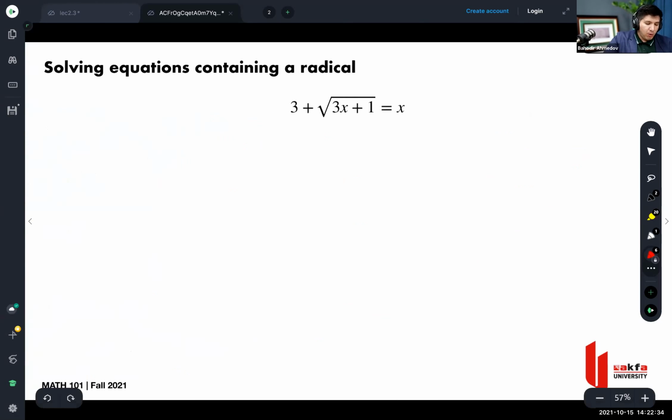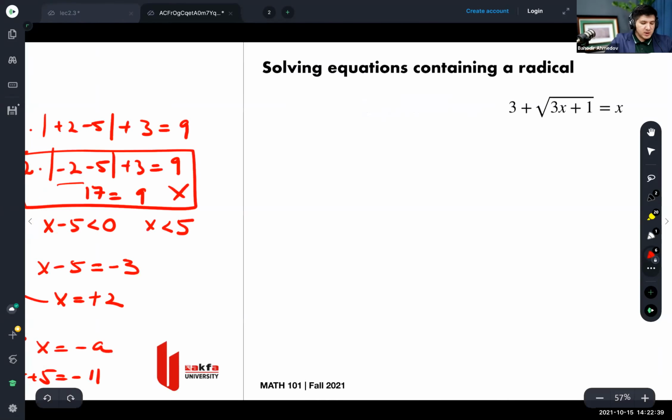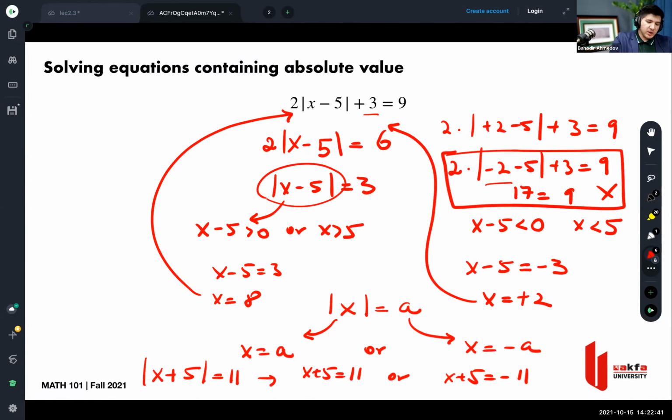There is one more type of equations which are really important. It is the equations... So you see, it is not a polynomial yet, okay? So this is not polynomial.